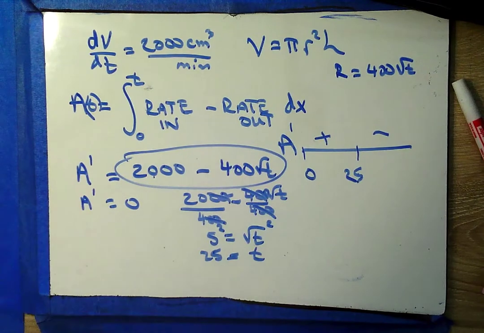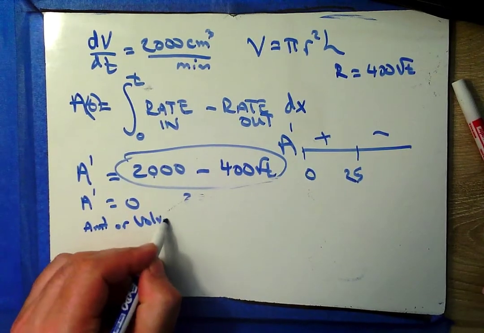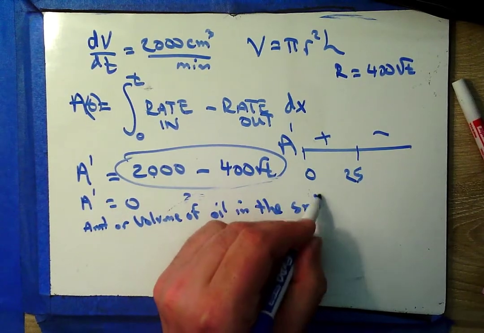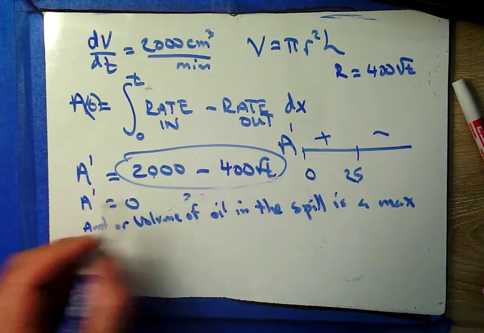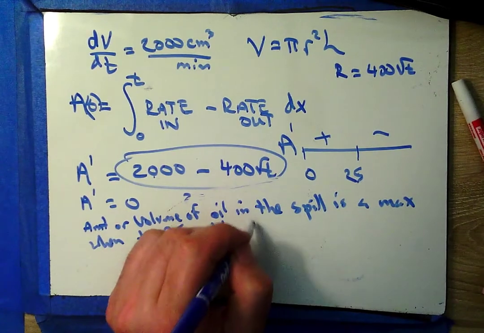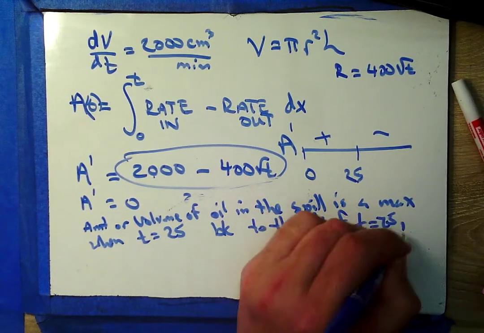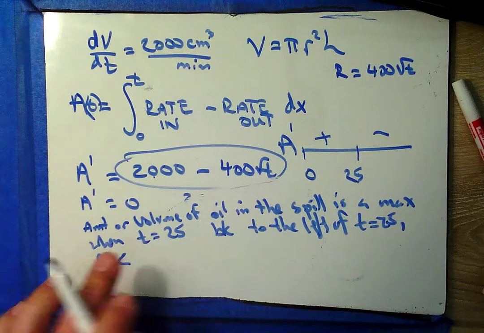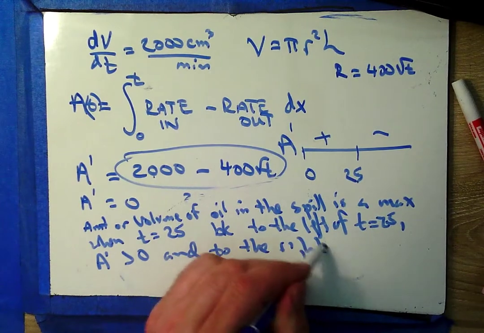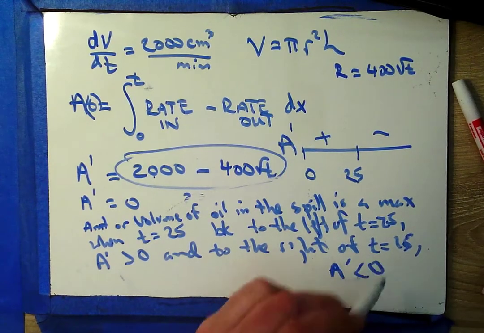So the amount or volume of oil in the spill is a max when t equals 25, because to the left of t equals 25, A prime is greater than 0, and to the right of t equals 25, A prime is less than 0.